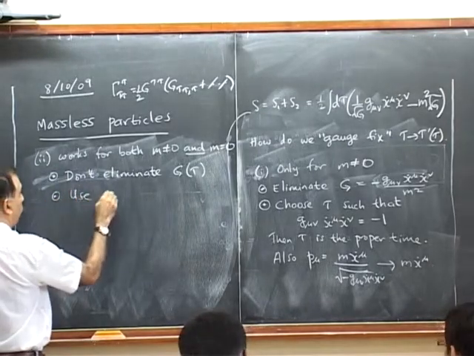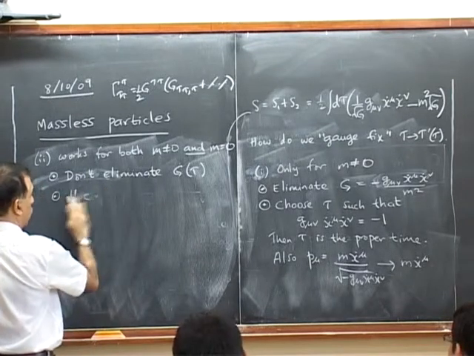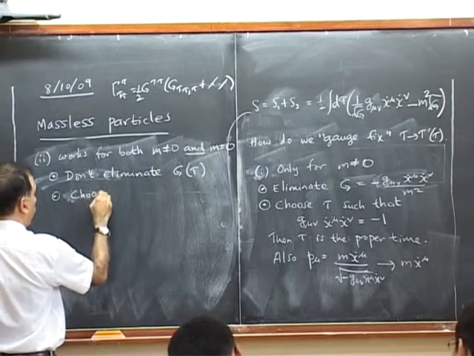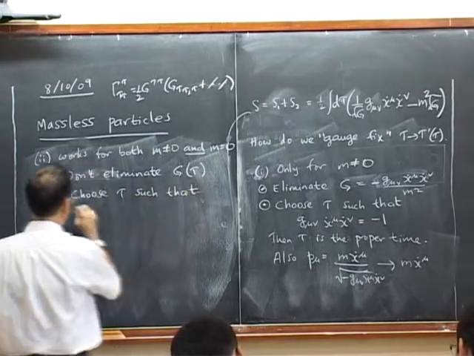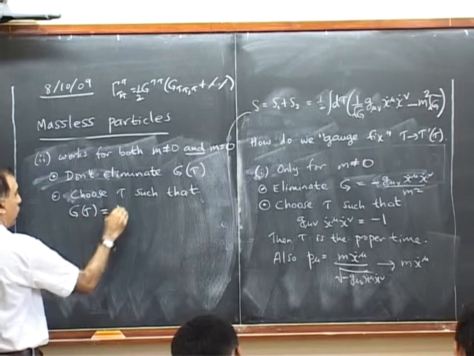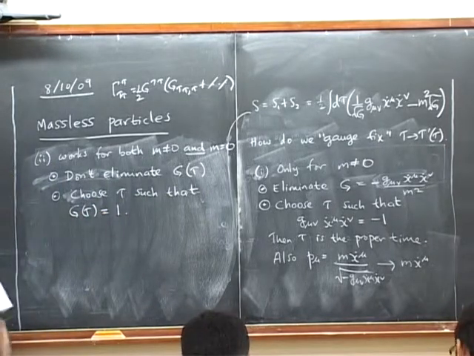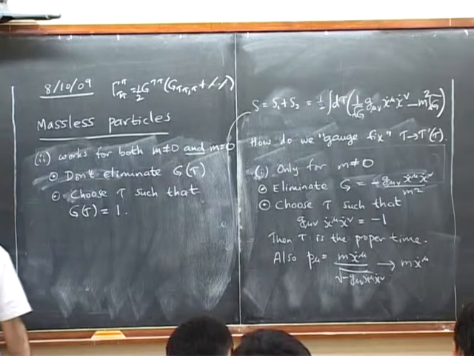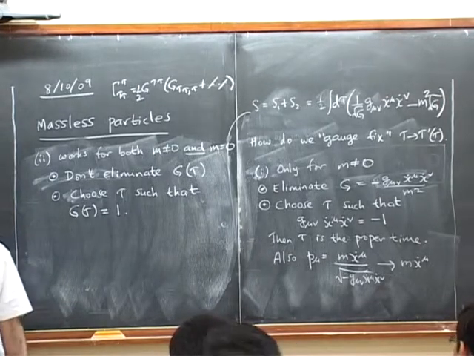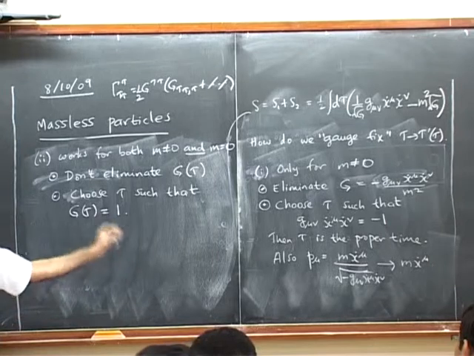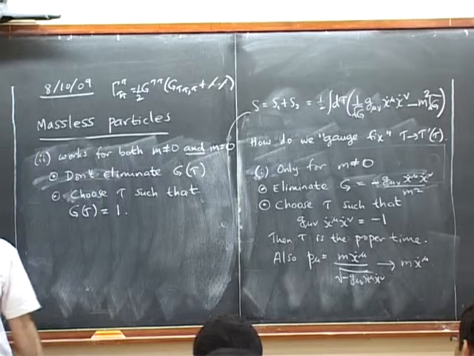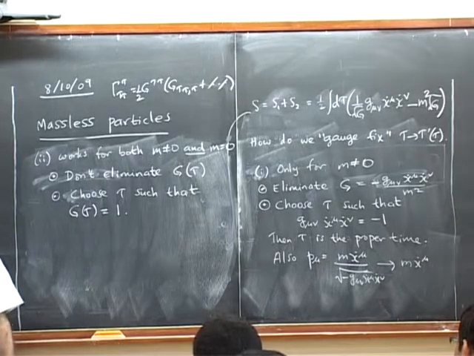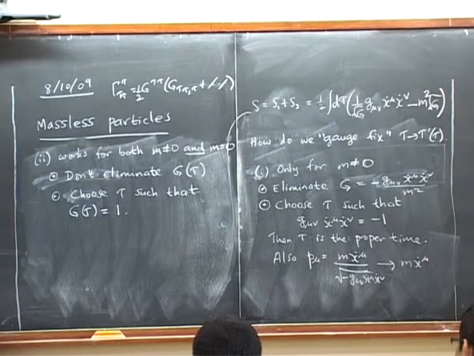Choose tau such that G of tau is equal to 1. Okay? G remains a variable. But now I use the reparameterization invariance of time to set it to 1, or any value I like, or any function. What interesting thing happens as a consequence?